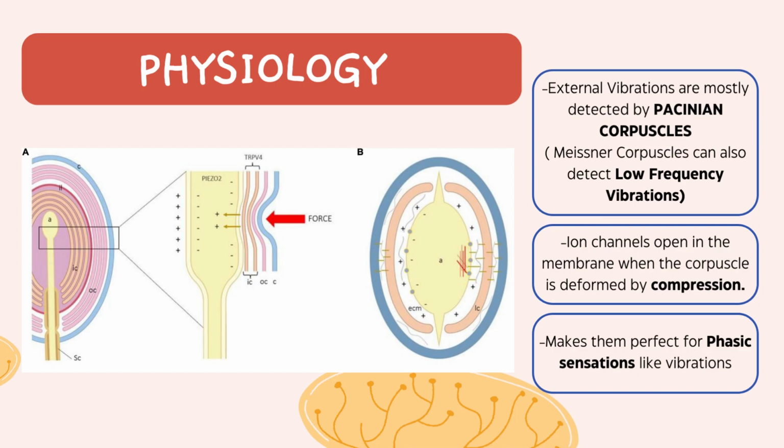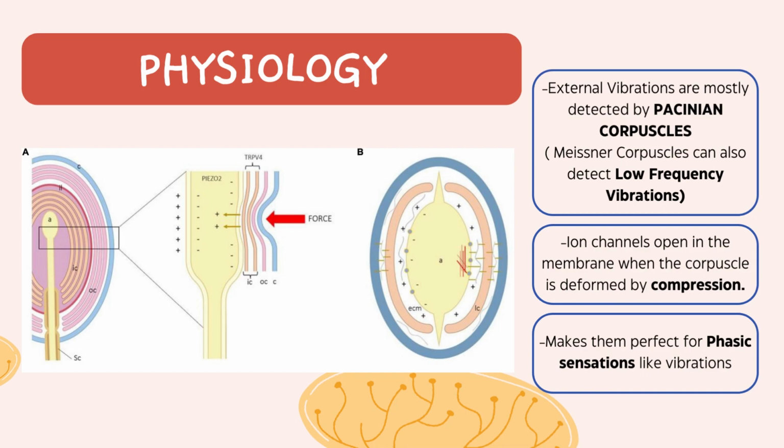External vibrations are detected mostly by Pacinian corpuscles, even though Meissner's corpuscles can also detect low-frequency vibrations. Pacinian corpuscles lie immediately beneath the skin and deep in the fascial tissues of the body. They are stimulated by rapid local compression of the tissues because they adapt in a few hundredths of a second.